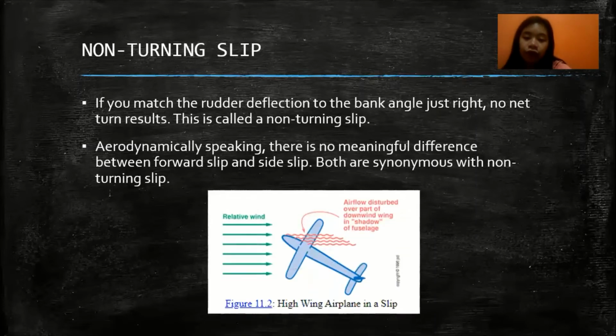So, ito yon. Makikita natin sa picture na high-wing airplane is a slip. So, yung airflow distributed over part of downward wing daw, sinashadow niya, no? Sinashadow niya yung fuselage, yung pagtama ng relative wind doon sa upper wing. Kaya nauunang mag-stall yung upper wing.